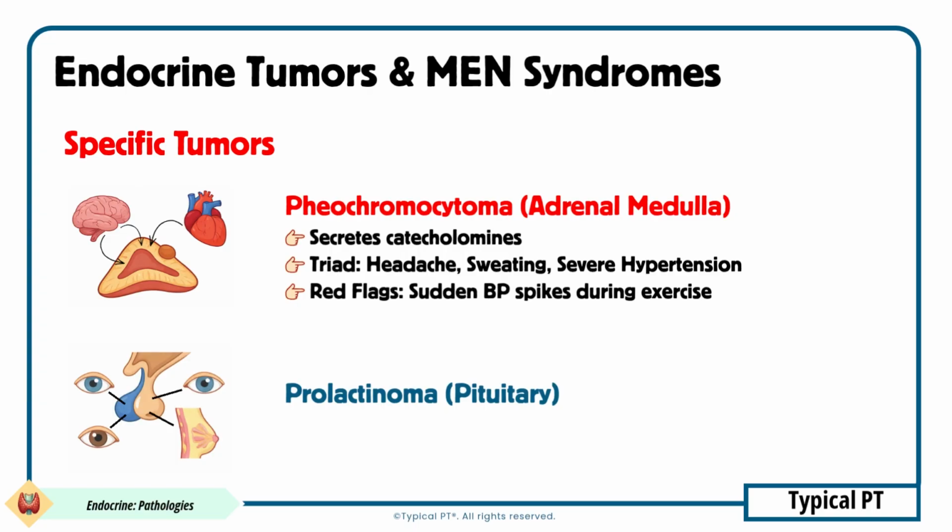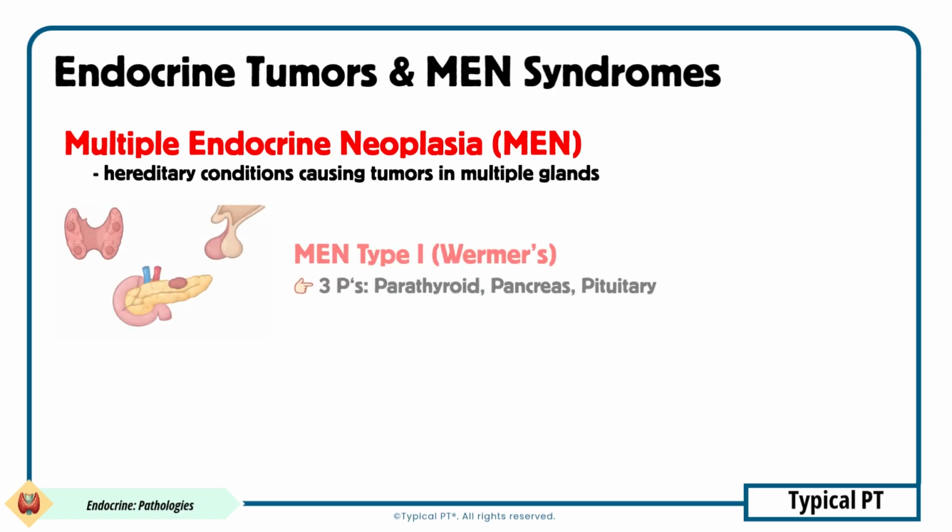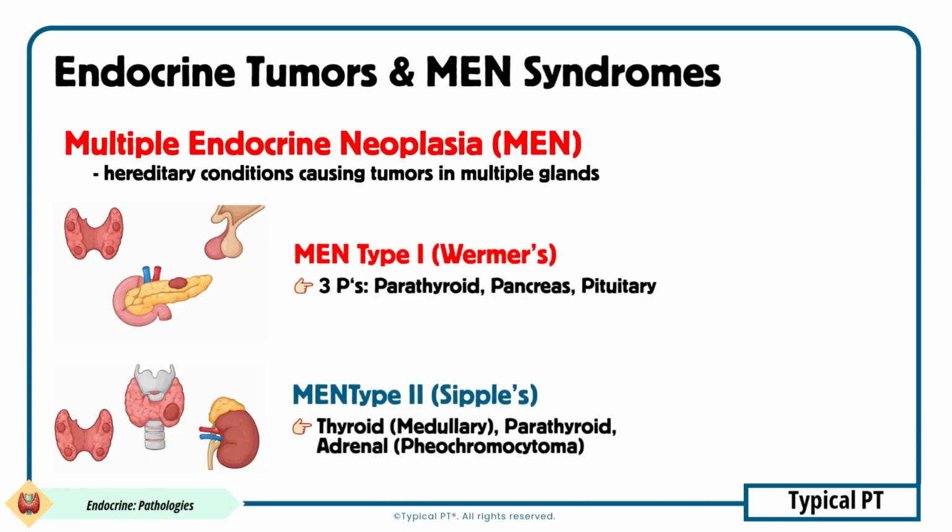Prolactinoma is a pituitary tumor that produces excess prolactin. Common features include visual field loss from optic chiasm compression, amenorrhea, and galactorrhea. MEN syndromes are inherited disorders that cause tumors in multiple endocrine glands. MEN type 1 involves the parathyroid, pancreas, and pituitary. MEN type 2 affects the thyroid medullary cells, parathyroid, and adrenal glands, with pheochromocytoma as a major feature.